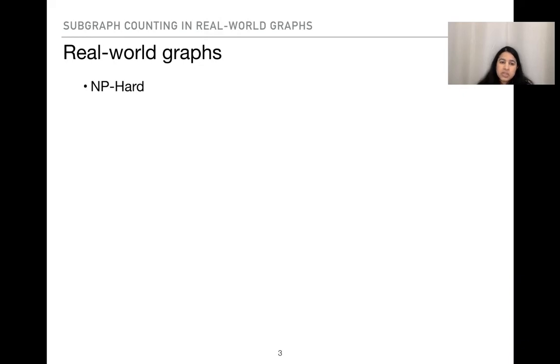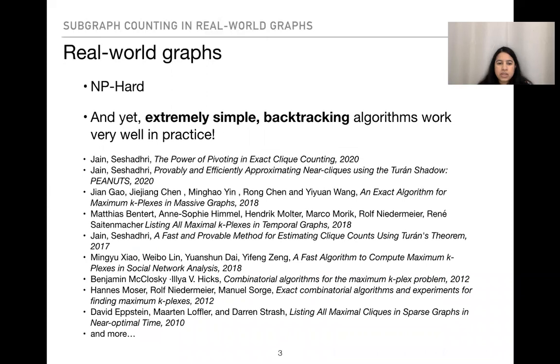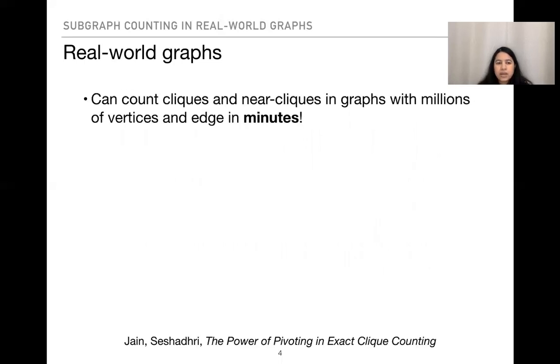Many of these problems are actually NP-hard, and yet something interesting has happened in the last few years. Extremely simple backtracking algorithms have proven to work very well on these graphs in practice. There have been a number of works along these lines, trying to come up with faster clique counting and k-plex counting algorithms. To give you an idea of how fast these are, they're able to count cliques and near-cliques in graphs with millions of vertices and edges in minutes.